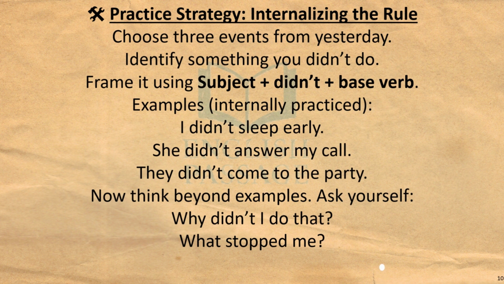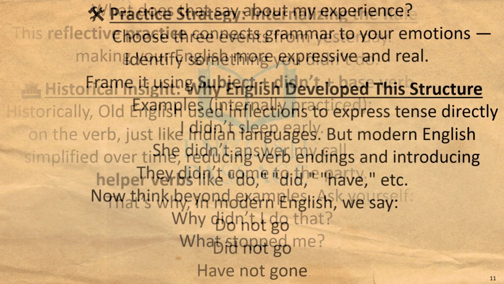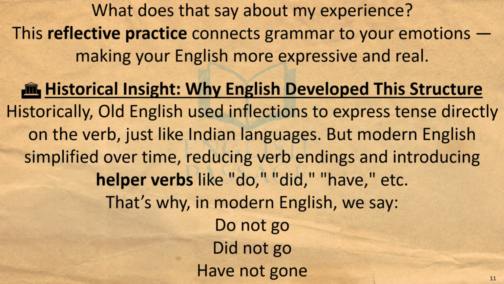Practice strategy. Internalizing the rule. Choose 3 events from yesterday. Identify something you didn't do. Frame it using subject plus didn't plus base verb. Examples, internally practiced. I didn't sleep early. She didn't answer my call. They didn't come to the party. Now think beyond examples. Ask yourself, why didn't I do that? What stopped me? What does that say about my experience?